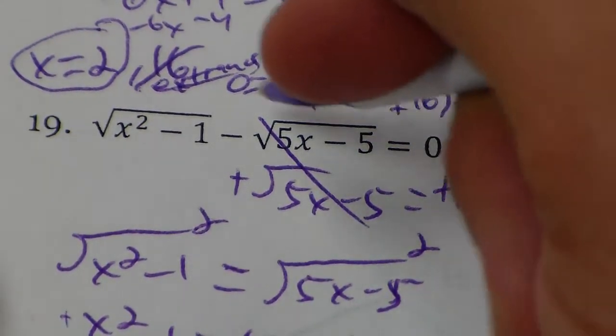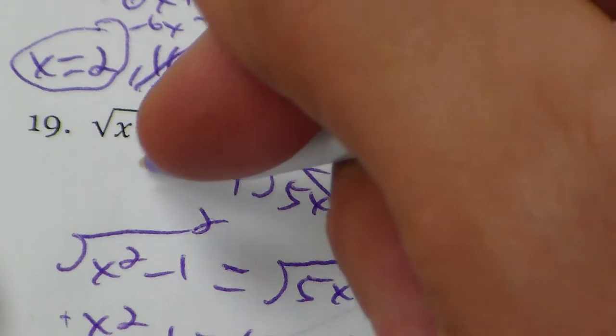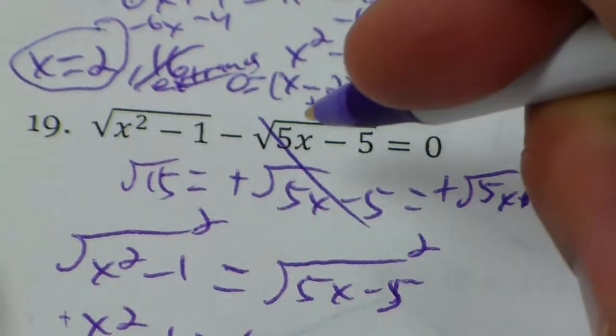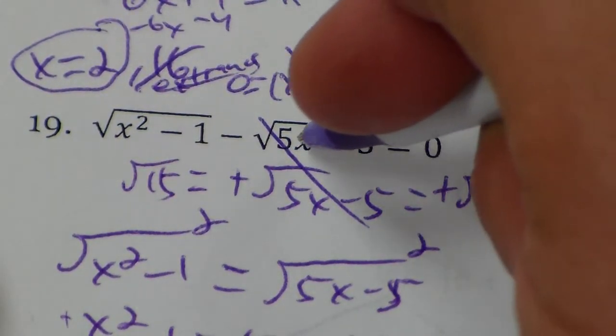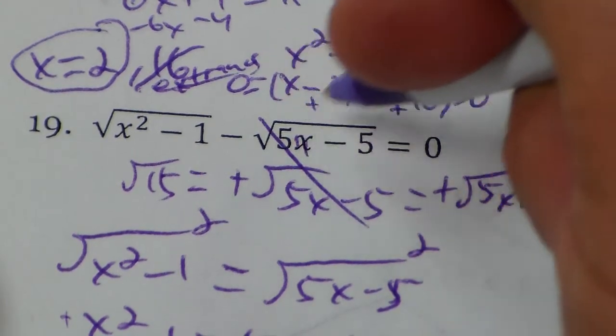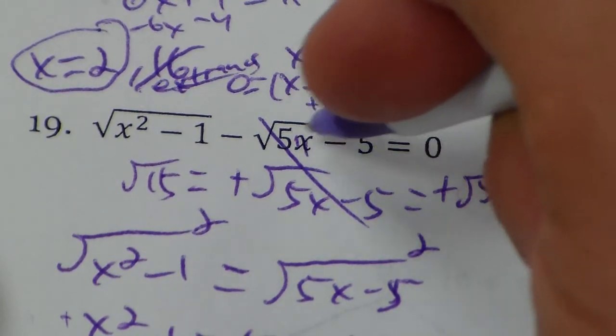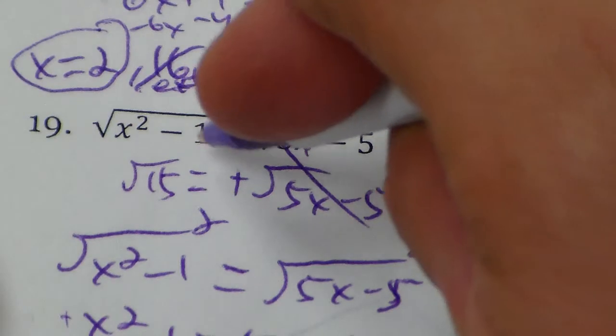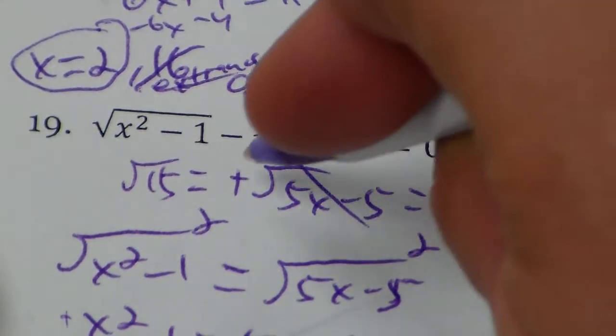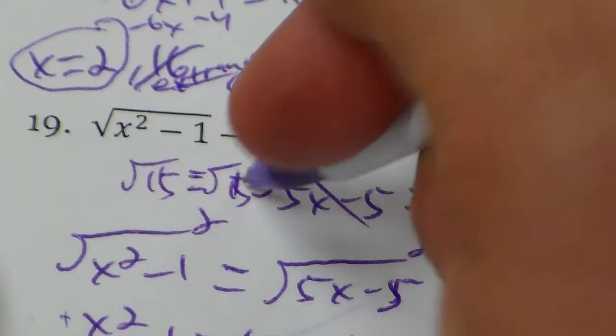What about 4? So 4 squared is 16. 16 minus 1 is radical 15. And then we do 4 in here. 4 times 5 is 20. 20 minus 5 is radical 15. And radical 15 minus radical 15 is 0. So yes, they both work.